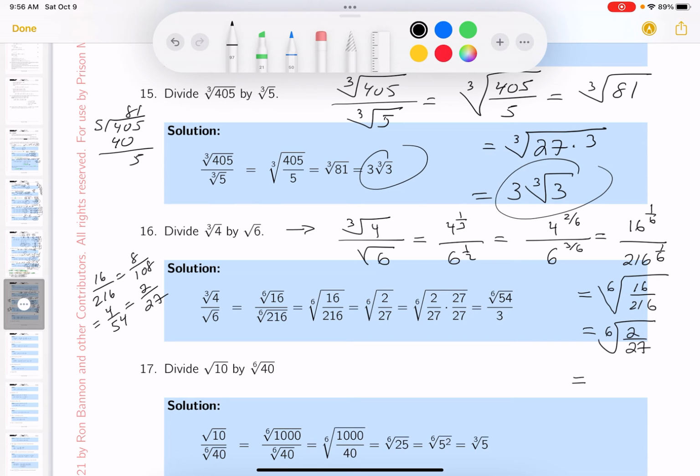And again, you may look at that and say, I have no idea how to do that. Let's just go through that. This is 2. This is actually 3 cubed. So what do I got to do? I can multiply top and bottom by 3 cubed. And why is that? It would make the bottom a perfect 6th.